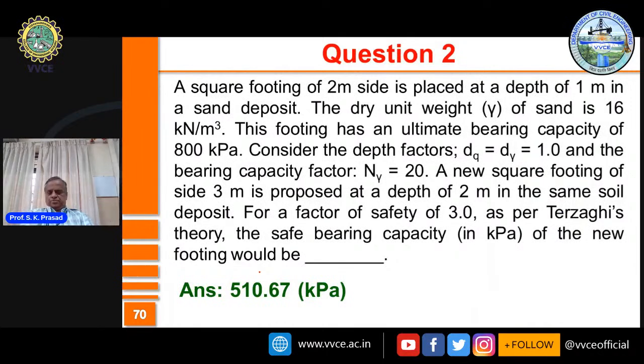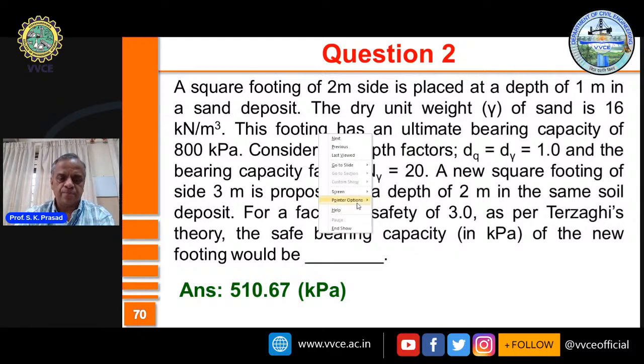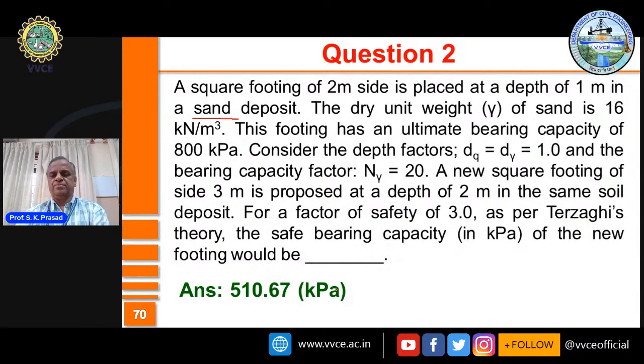Let me go to the next question. A square footing of 2 meters side, so it is a square footing, 2 meter by 2 meter, is placed at a depth of 1 meter in a sand deposit. A few things I want you to understand. One is, it is a sand deposit. It is placed at a depth of 1 meter. Its side is 2 meters.